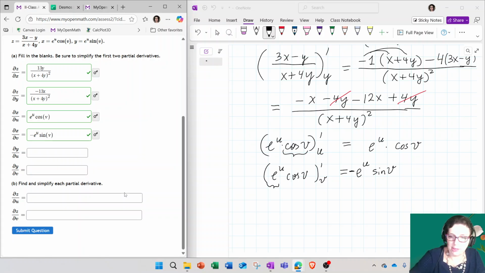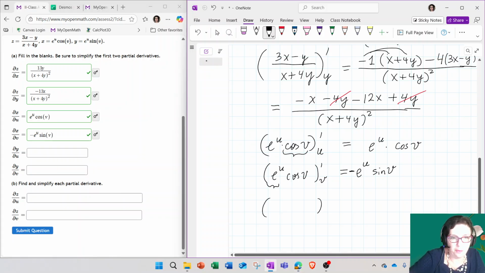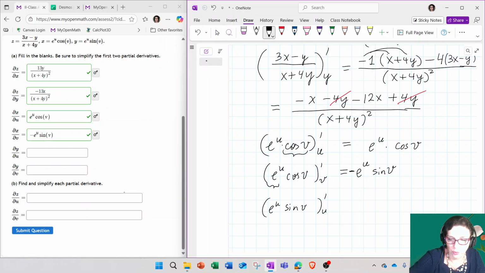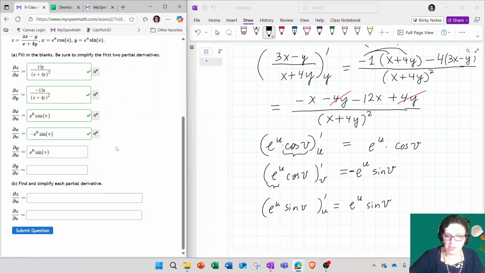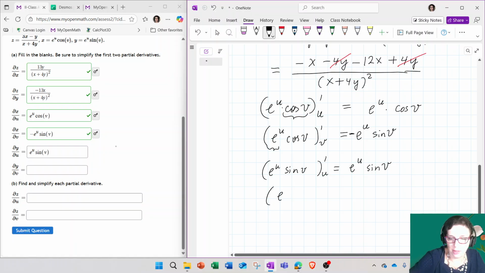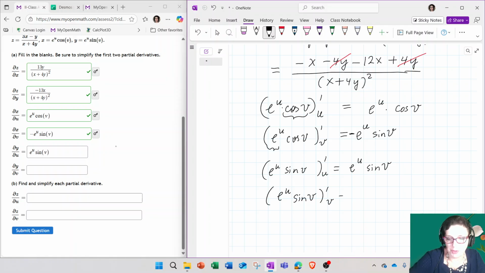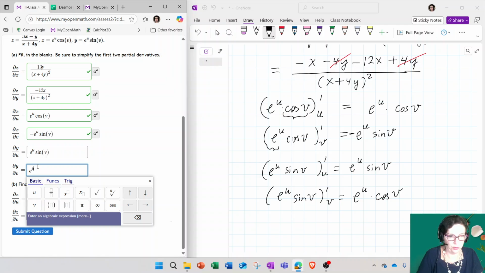Okay, now let's take the derivative of e to the power u sine v with respect to u first. So e to the power u will stay, and just like I told you, sine v is going to stay. No change. So e to the power u sine v. Now, what about with respect to v? Again, e to the power u will stay, and the derivative of sine is cosine. So e to the power u is like a constant multiple. There it is. So this is going to be e to the power u cosine v.